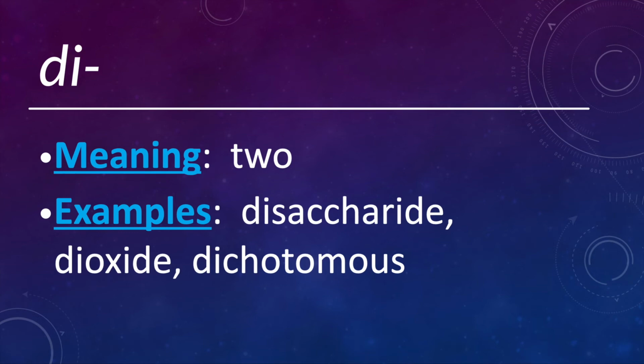And then dichotomous refers to two options. A lot of times these are used in identification keys for different plants and animals and stuff. And you'd be given a question, and then you'd have two options like yes or no. And that's a dichotomous key.